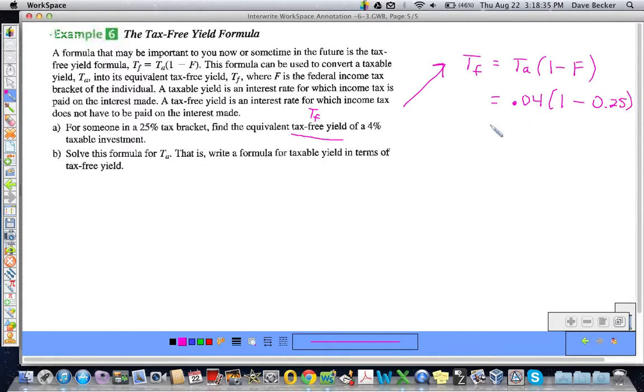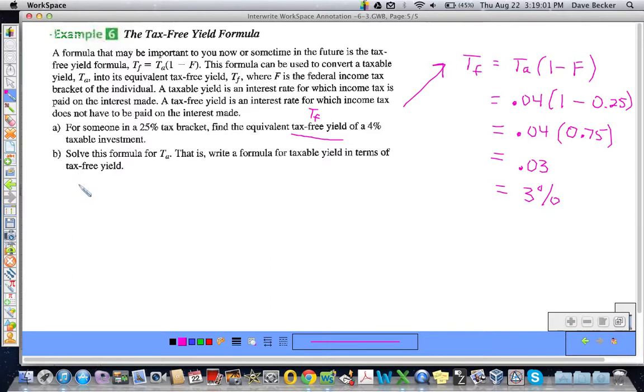Okay, so then we simplify 0.04. 1 minus 0.25 is 0.75. Which is equal to 0.03, which converts to a tax-free yield of 3%. 0.03 written as a percent is 3%.